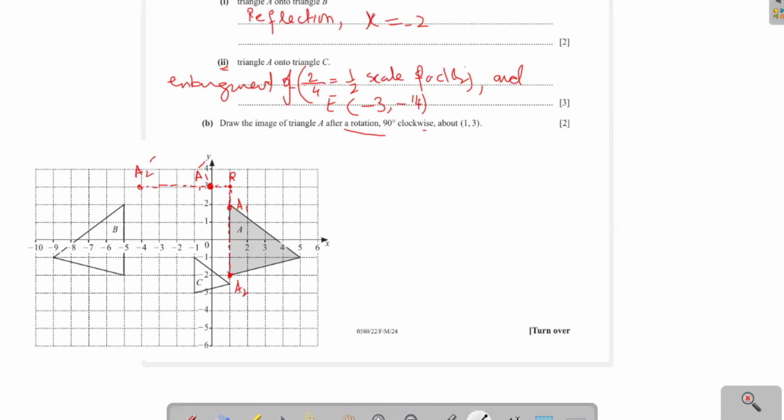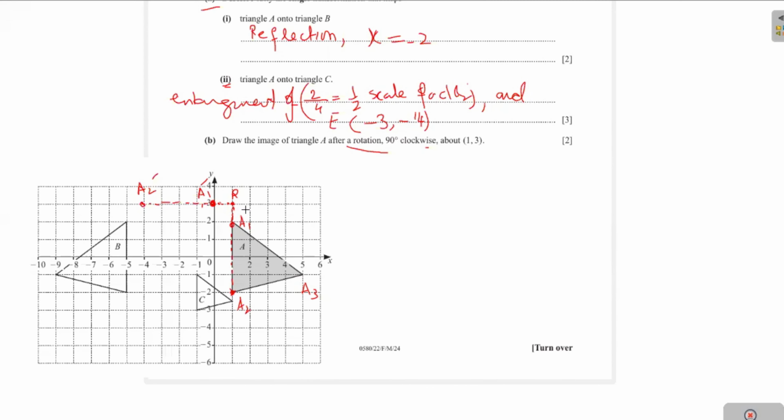You see here, this is the third point A3, rotation 90 degree clockwise. Firstly, we will join R2 A3, and this line rotate 90 degree. When we rotate this line 90 degree, we get this position. At this position, the image points of A3 will be A3 dash.